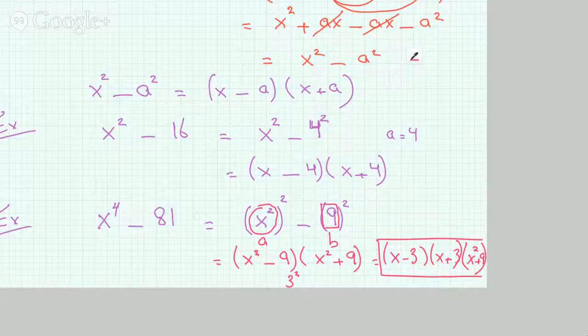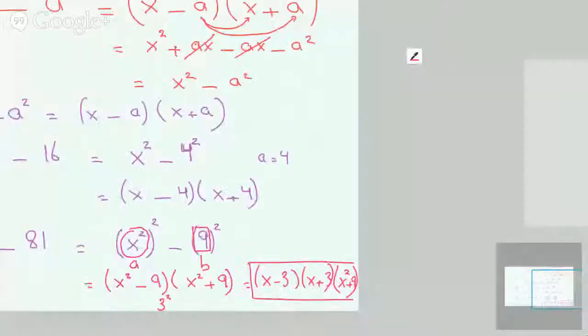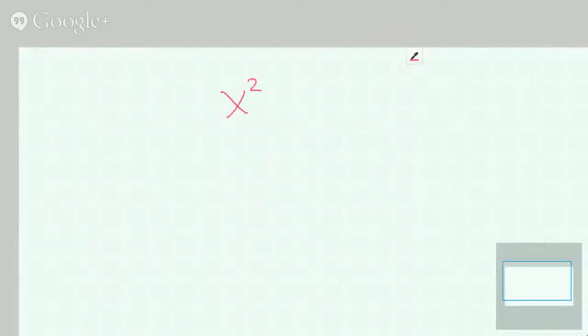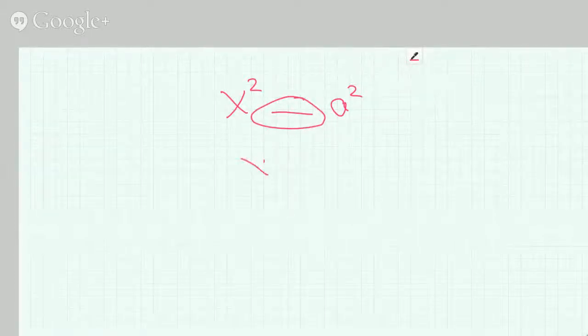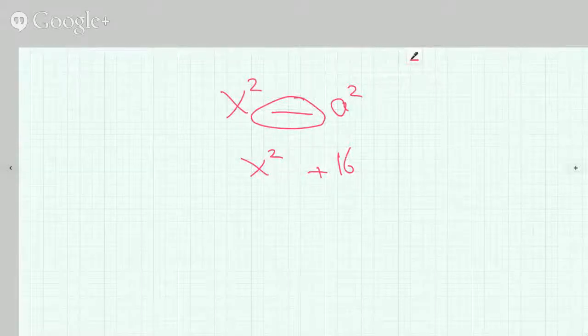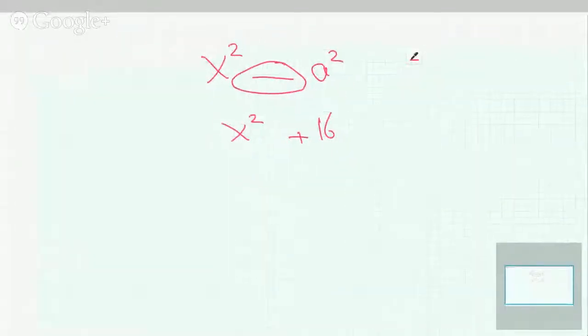I should add that this applies only when the polynomial is in the form of x squared minus a squared. This middle sign here has to be a negative. So for example, if I have x squared plus 16, I cannot do the difference of two squares on this one.